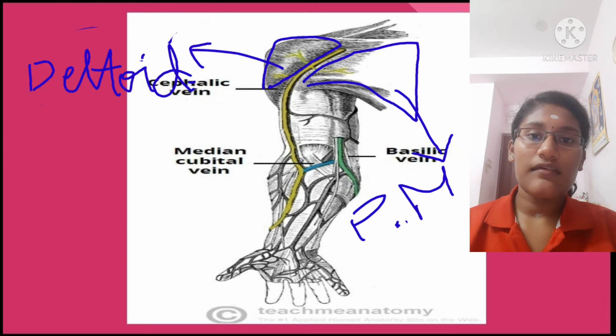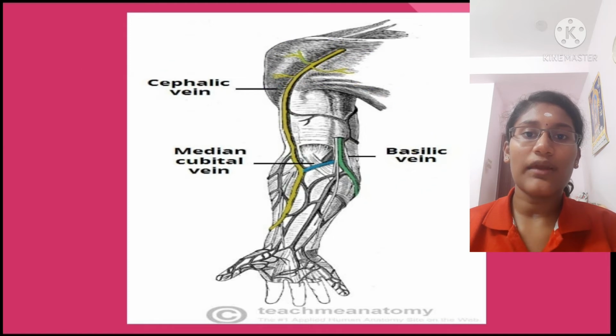As you can see in this image here, this is the deltoid muscle and this is pectoralis major. So the cephalic vein passes through the deltopectoral groove and it reaches the infraclavicular fossa. Infraclavicular fossa is a triangular depression beneath the clavicle. So it reaches the infraclavicular fossa and it pierces the clavipectoral fascia to drain into the axillary vein. So that's how it terminates. It drains into the axillary vein.